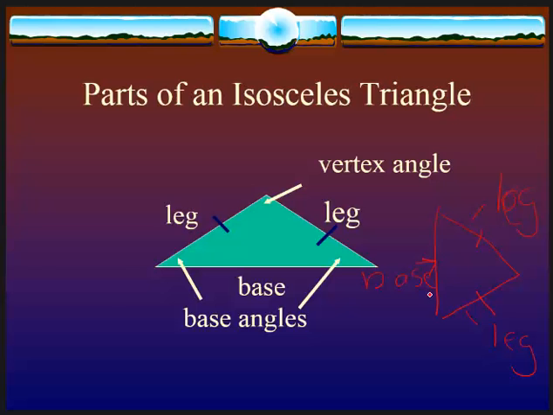Wherever the base is, the two angles that are coming off of it are called base angles. Okay? And then the third angle is called the vertex. It could be at the top, but it doesn't have to be. The vertex angle is the one that is made by the two legs. So be able to label your legs and base. Be able to label base angles and vertex angle. Okay, know those definitions and those placements.